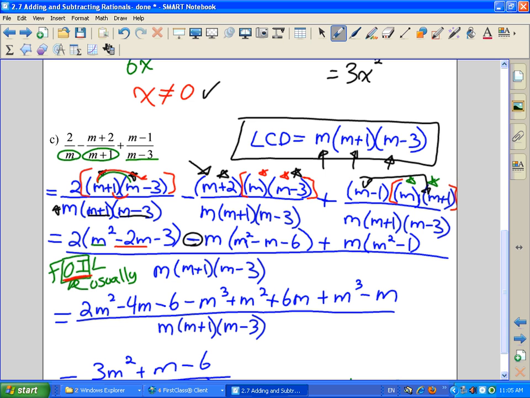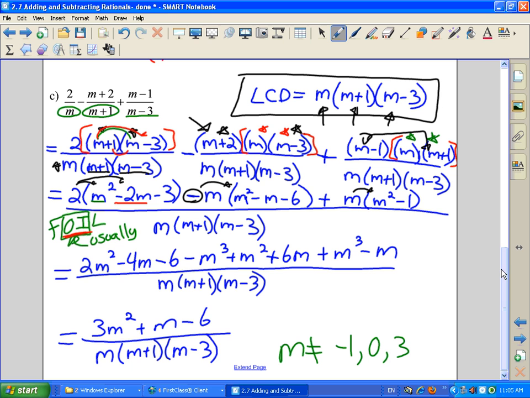All right, once we've done our second line, then basically we're using our distributive law to get our third line. So the first term is impacted by a 2, the second term is impacted by a negative m, and the third term is just impacted by an m. So multiply those through. And then once you've removed all your brackets, then you can collect like terms. And again, if we asked you for your restrictions, m cannot be negative 1, 0, or 3.